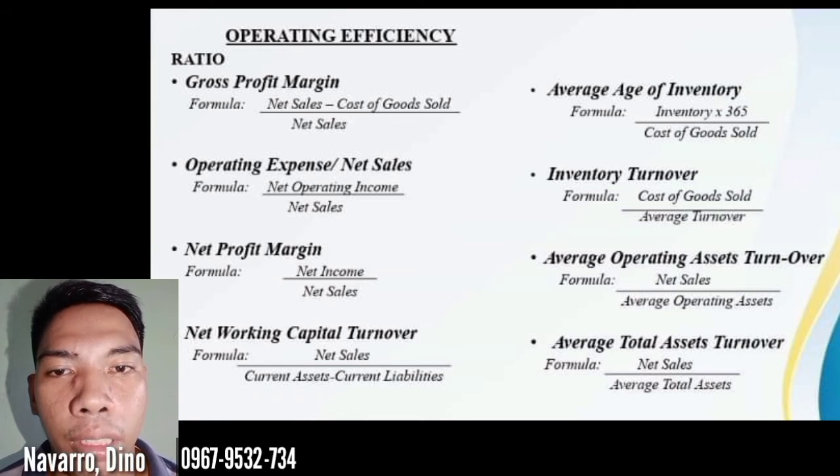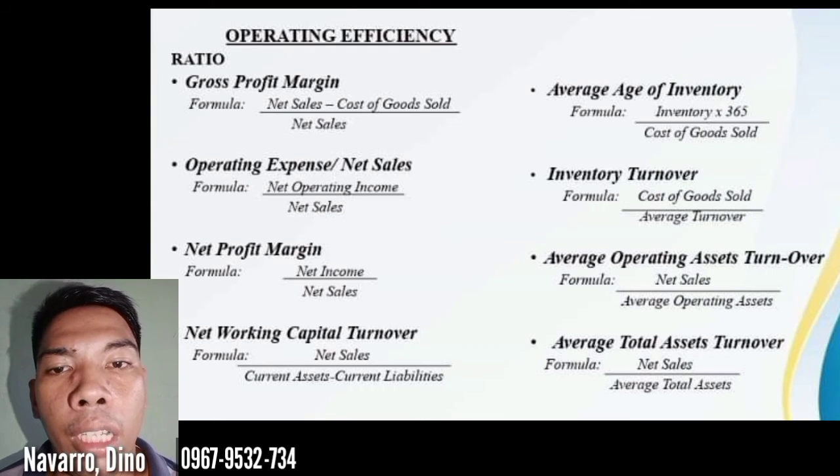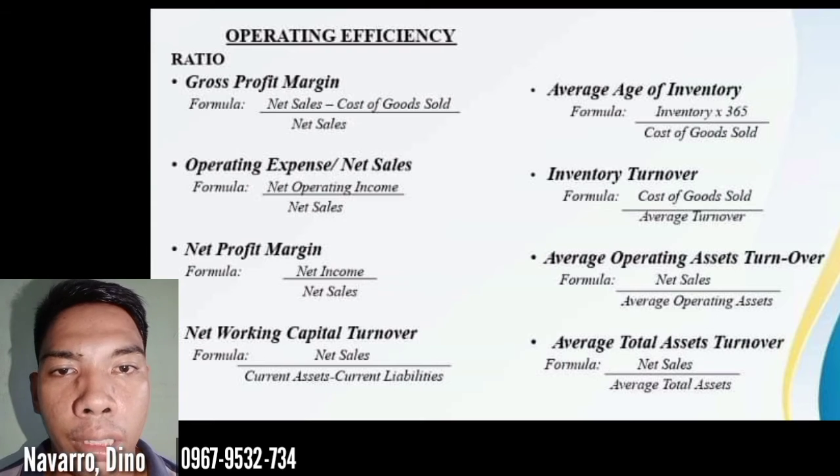Average operating assets turnover formula: net sales divided by average operating assets. It measures the use made of operating assets, and may indicate a tendency toward overinvestment in operating assets. Average total assets turnover formula: net sales divided by average total assets. It measures the degree of investment in total assets in relationship to their volume of sales.